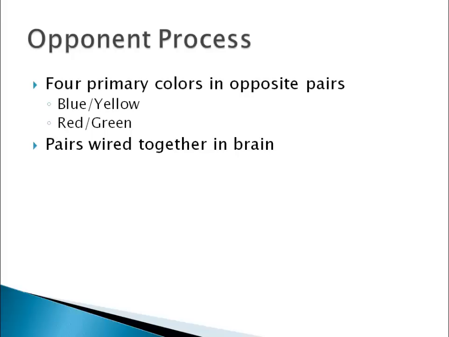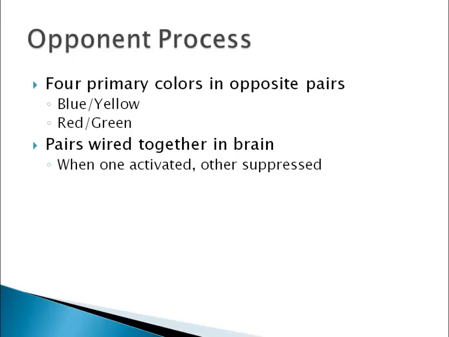So if the blue cone is being stimulated, then the yellow one, we'll stick with blue and yellow, since with red and green you get into color weakness, isn't. So the blue cone may become more active in sending signals, and the yellow cone become less active. Or if you're looking at yellow, the yellow cone becomes more active, the blue cone becomes less active. It's almost like a seesaw.